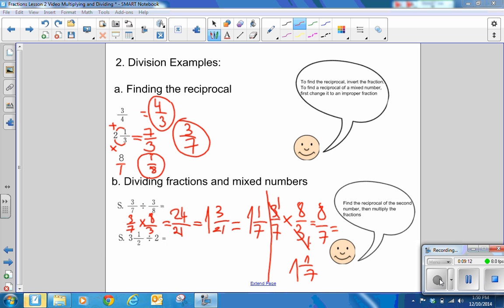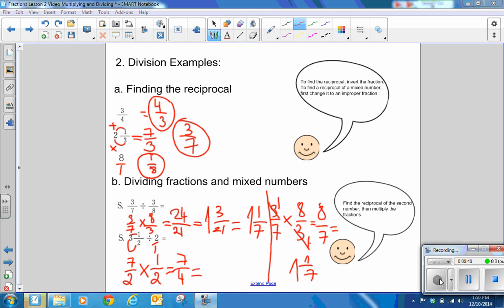Now, in the second example, I need to first change the first number to an improper fraction. So 2 times 3 is 6, plus 1 is 7. So I get 7 over 2. Then I change the name of the operation, change division to multiplication, and then I put 2 over 1, and I flip it, and I get 1/2. So I end up with 7/2 times 1/2. 7 times 1 is 7. 2 times 2 is 4.